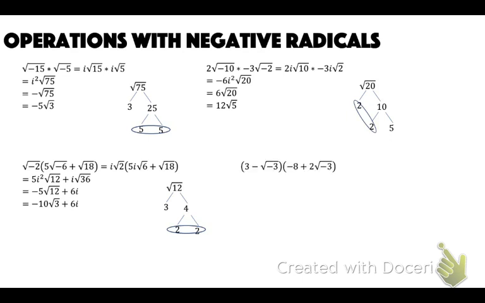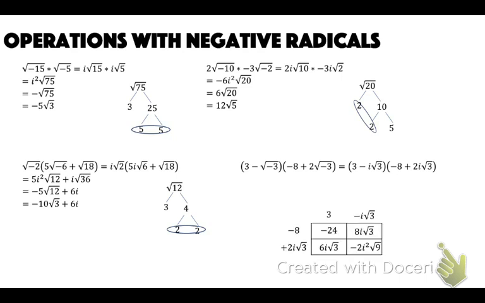Okay, last one, I think. So again, let's pull out those i's. So this is the same as 3 minus i square root of 3 times negative 8 plus 2i square root of 3. Use the box, you get negative 24, 8i square root of 3, 6i square root of 3, negative 2i squared square root of 9. Well, i squared is negative 1, square root of 9 is 3, so that's the same thing as 6. So I get negative 18 plus 14i square roots of 3.